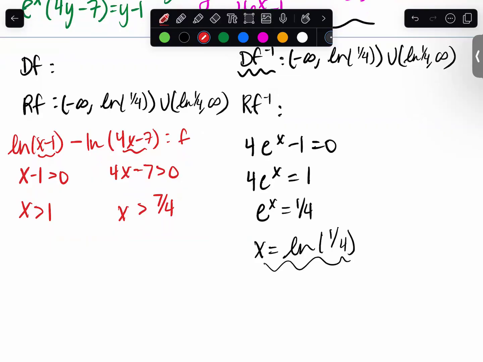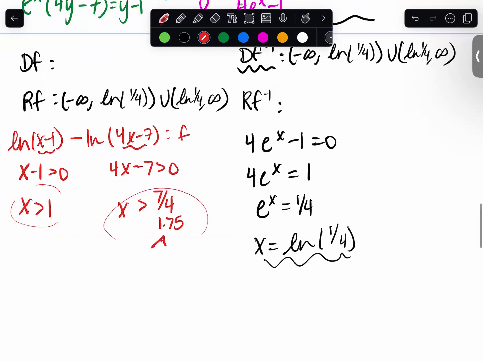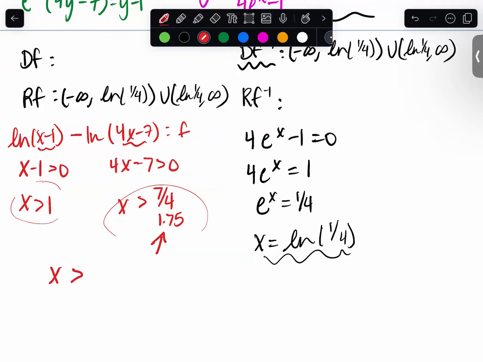Now I need both of these to be true at the same time. 7/4 is 1.75. So between x being greater than 1 and greater than 1.75, it must be greater than 1.75. And if it is, it matches both those inequalities, right? 2 is greater than 1 and it's greater than 1.75. But like 1.5 is greater than 1, but it's not greater than 1.75. So it has to meet that higher threshold. So we're going to stick with the domain that x has to be greater than 7/4 here.